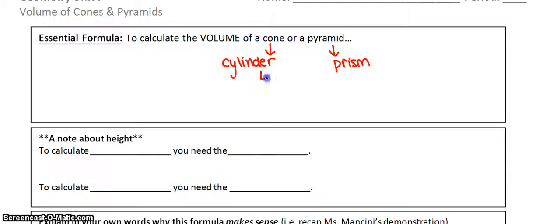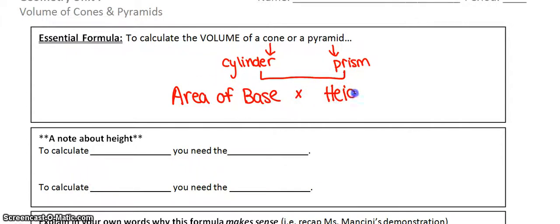So to calculate the volume of either of these things, you learned the formula as area of the base times the height of the whole 3D shape. Now to calculate the volume of a cone or pyramid, you're going to take that formula and divide it by 3, because the volume of a cone or pyramid is a third of the size. So it'll be 3 times smaller than a cylinder or prism.